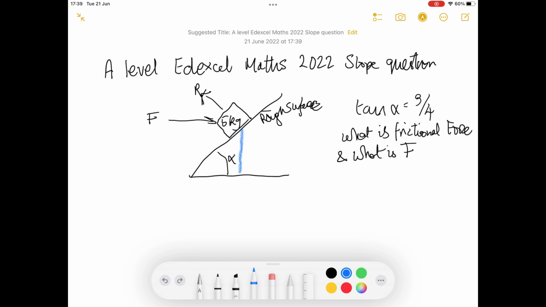So there's a force of the mass acting downwards of 5g, and we want to go along the plane and perpendicular. So let's put that in. Now the angle is alpha down at the bottom there, and along the plane is 5g sine alpha. Down the plane it's 5g cos alpha. Okay.